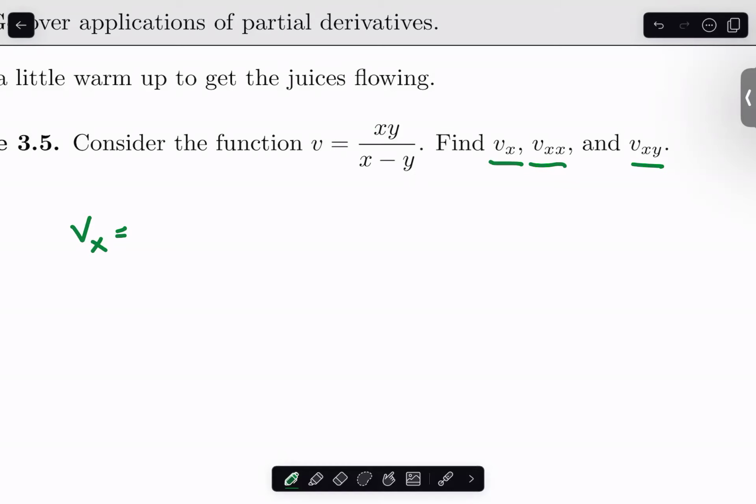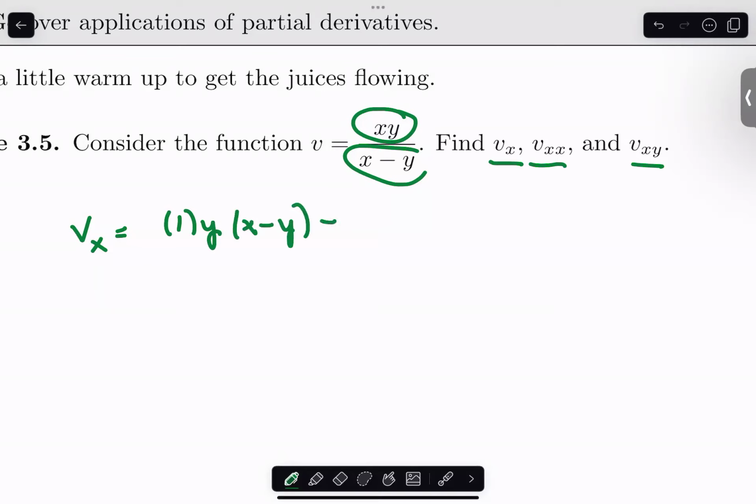Now notice I do have a quotient, and in both the numerator and the denominator I have x's. So I truly do need to use the quotient rule in this case. The quotient rule says I need to take the derivative of the top. So the derivative of x times y is going to be 1 times y, times the bottom, minus the top, times the derivative of the bottom. And again, I'm taking a derivative with respect to x. So the derivative of x is 1, and the derivative of y, which is a constant with respect to x, is going to be 0. Divide that by the bottom squared.